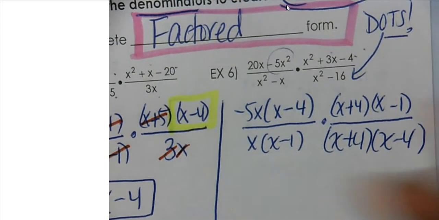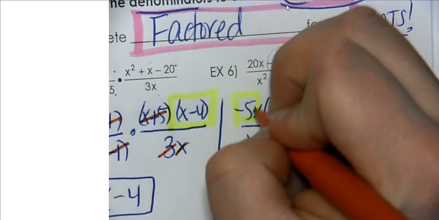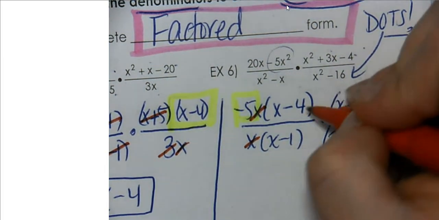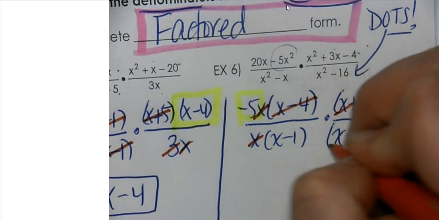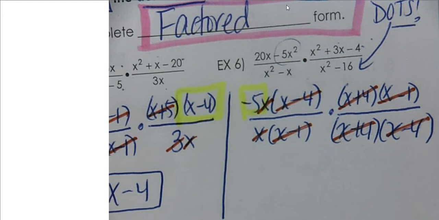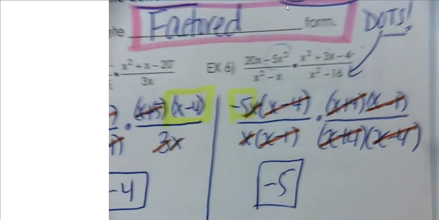So I do not see a negative 5, so I'm going to identify that, but I do see x's. So I'm going to cancel away the x. I see an x minus 4 in the numerator and the denominator. I see an x plus 4 in the numerator and denominator, and an x minus 1 in the numerator and denominator. So it looks like negative 5 is our answer. There's nothing more to write down.